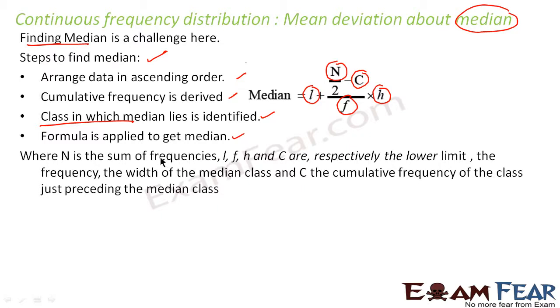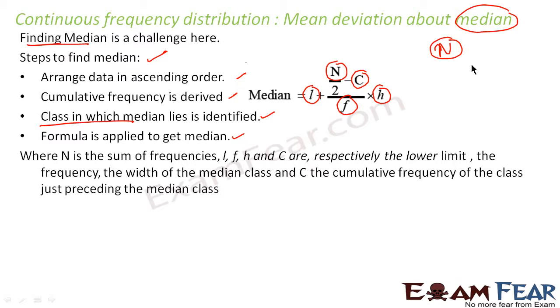But first, just try to understand what we'll do. First we'll arrange the data in ascending order. Once data is arranged in ascending order, the next thing we'll do is find the cumulative frequency. Once we have the cumulative frequency, then we have to find the class in which the median lies. That we can do because we have the value of N. Based on the value of N, we take the N by 2 value and find the class in which the median lies.